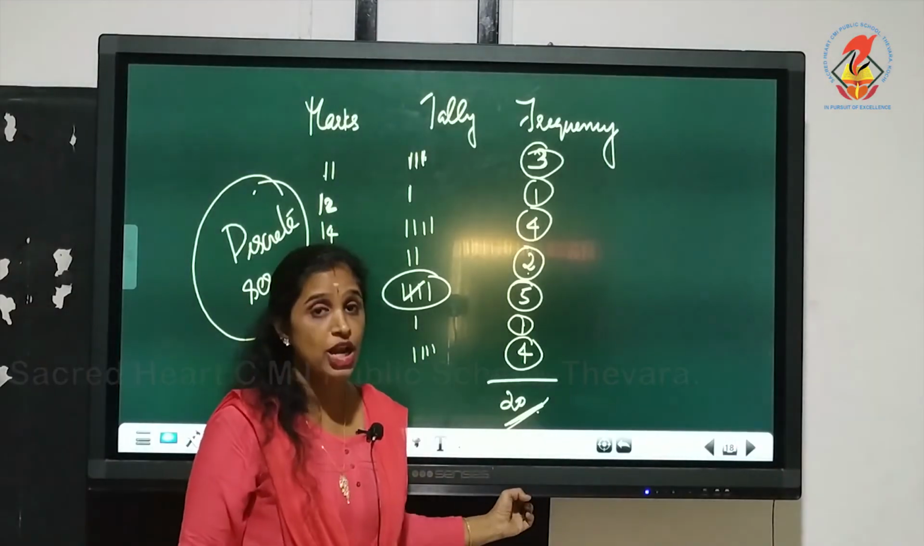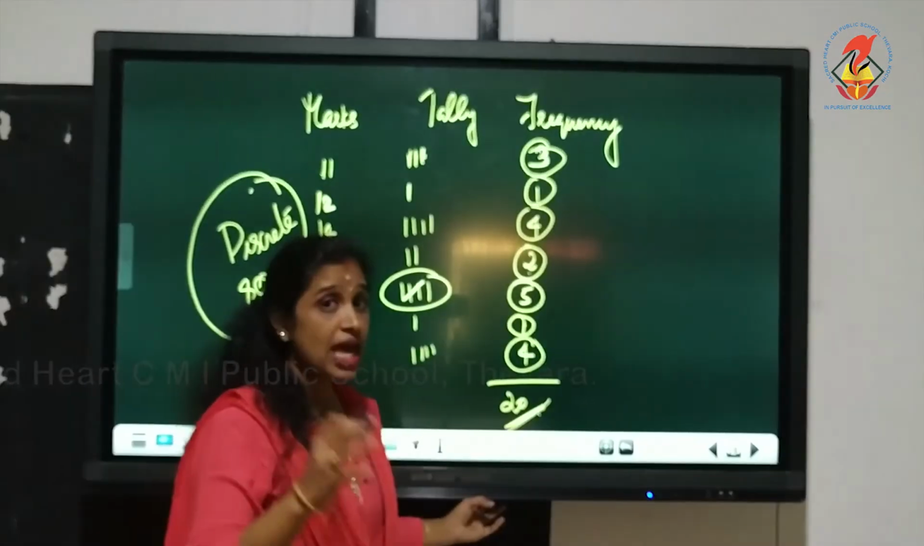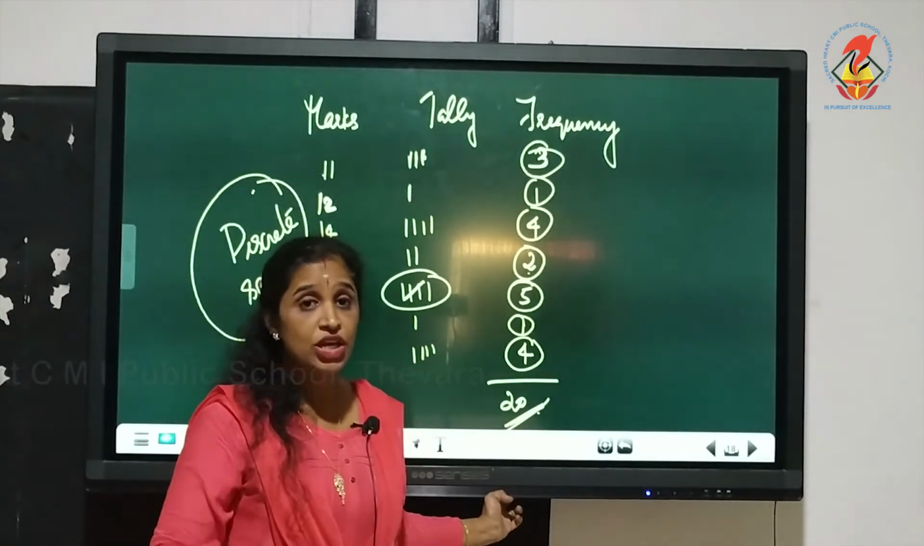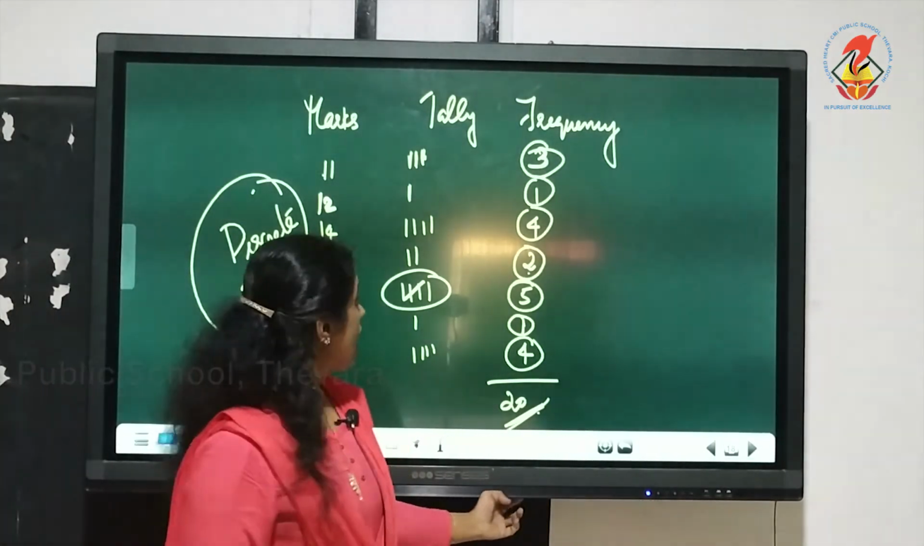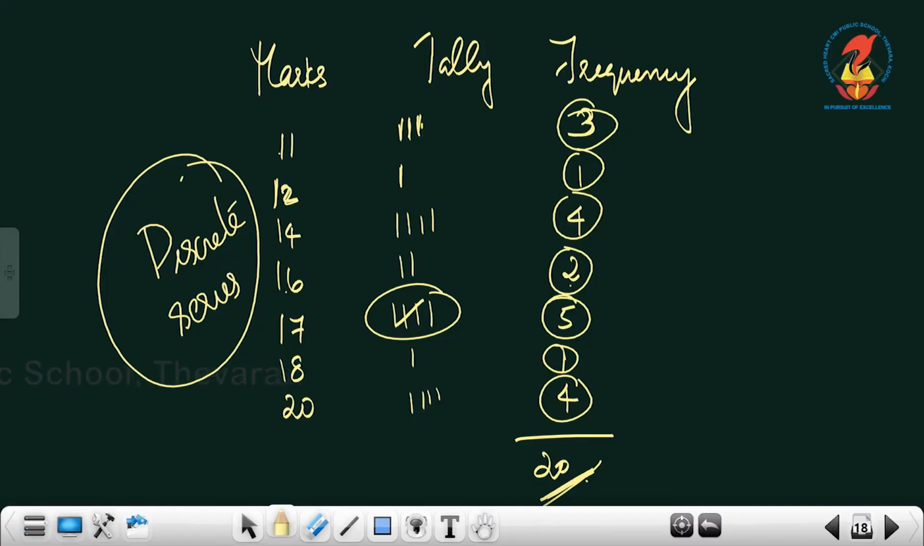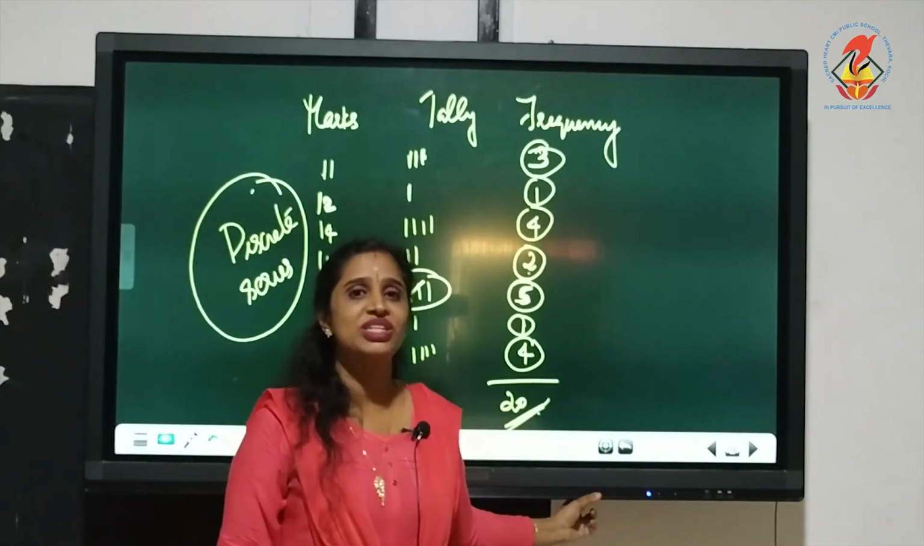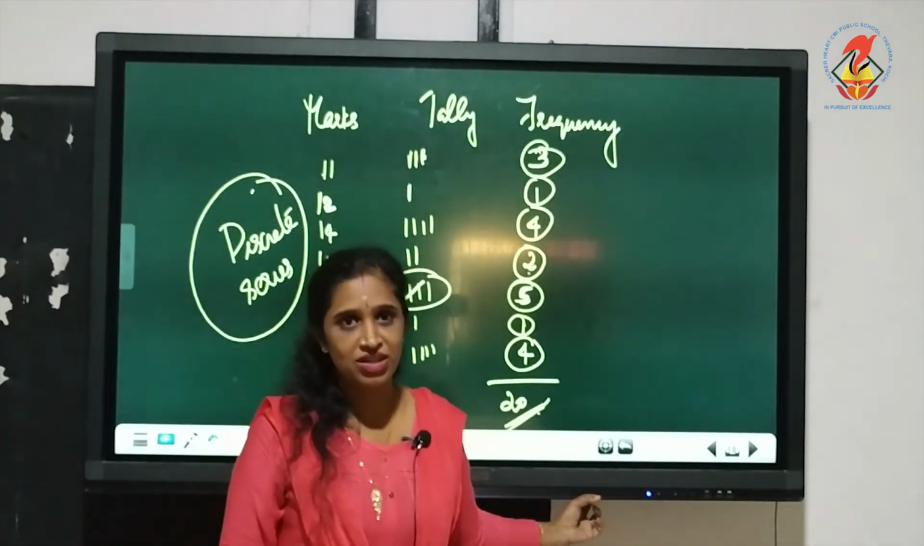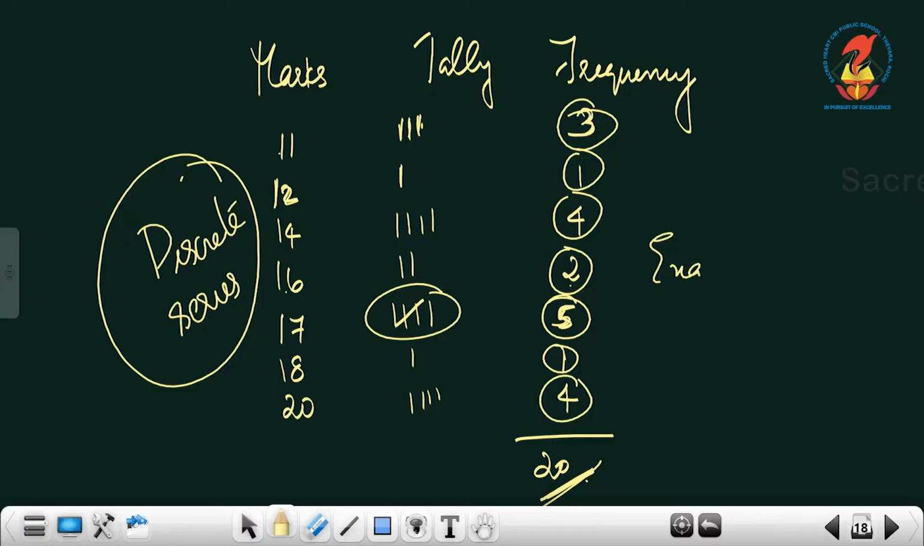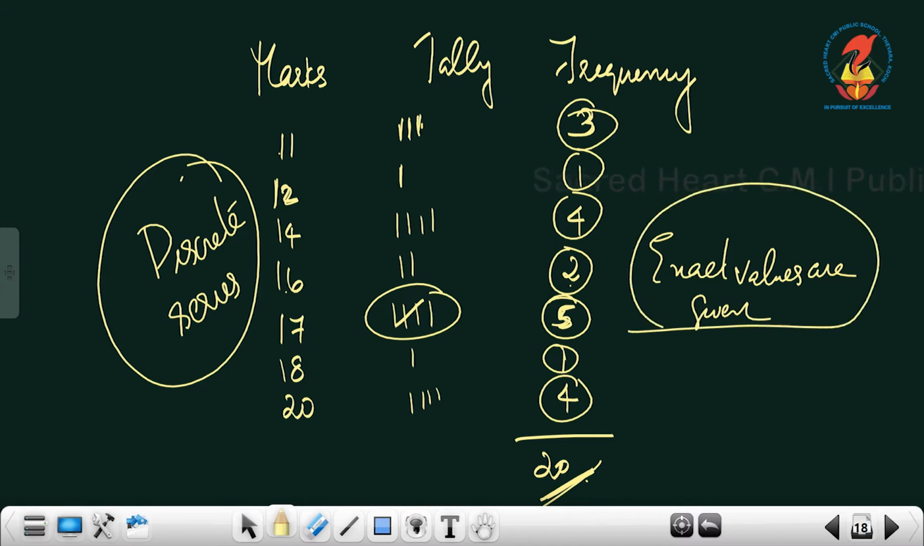So altogether you have the total frequency as 20. Now see, here exact values are represented. If you ask me how many students have secured 17 marks, I can very well tell you five students have secured 17 marks. So exact measurements are given, exact values are given. That is a feature of which series? Discrete series. Exact values are given.